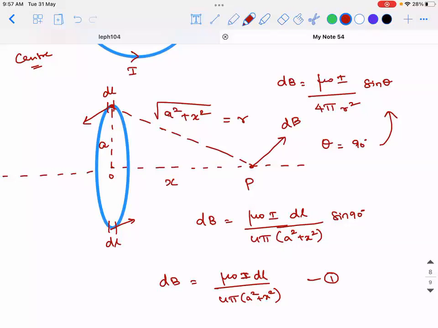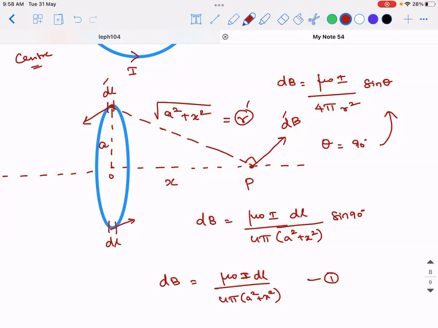So once you find dB is in this direction, blindly what you can do is, to this r vector, draw it perpendicular. Are you able to understand? So dB, r vector and dl vector, all the three are mutually perpendicular to each other.